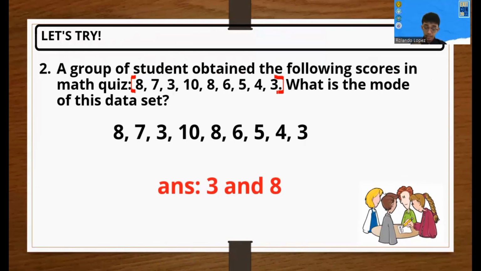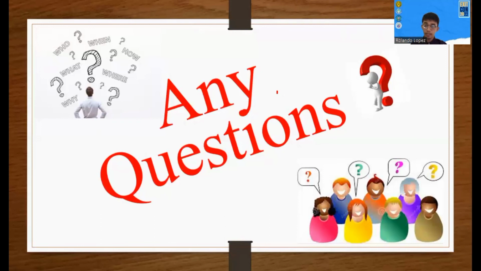So class, those are the 3 measures of central tendency. Any questions or clarifications?